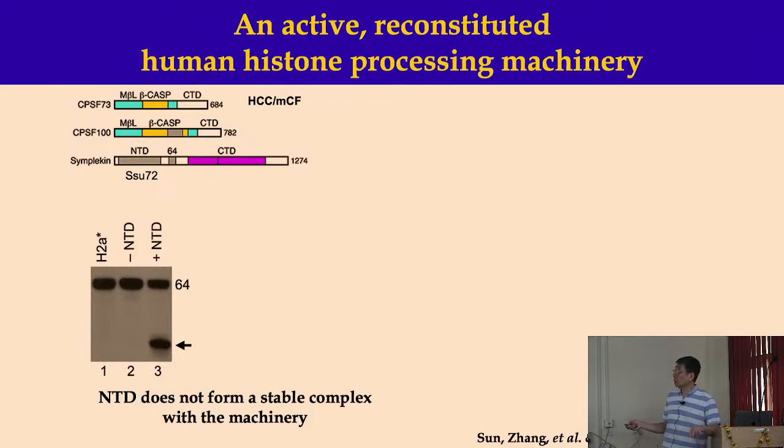But also, we did a gel filtration experiment to show whether the NTD can form a stable complex with the rest of the machinery. It does not form a complex. It runs on its own. So even though it's critical for the reaction, it does not stay together with the complex.